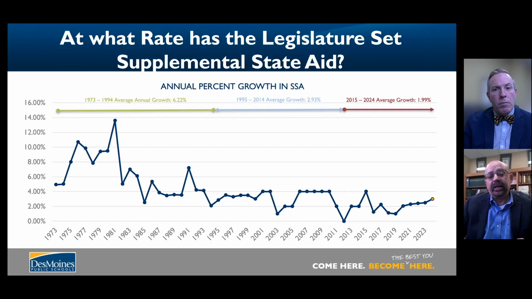So supplemental state aid is such a key factor, which drives how much funding we get per student. If you see historically from 73 to 1994, the rate used to be 6.22%. That rate became half in the period of 95 to 2014, at 2.93%. And for the last 10 years, the average has been hovering around 2%. In fact, this year of 3% is one of the highest in the last 6 to 8 years.